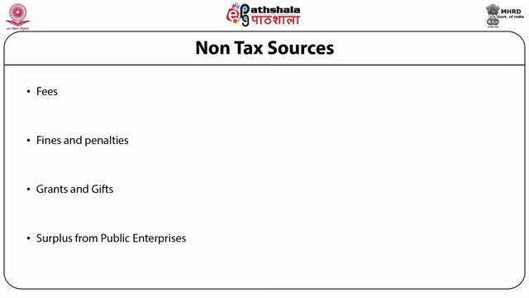Similarly, grants and gifts. Government also collects grants and gifts from various sources. They can be internal, they can be external. For example, foreign aid, the food aid, etc. Then the surpluses of public enterprises. Some of the public enterprises perform well, so they earn revenue and they also earn profit. So the profit which the government gets from these profit making public enterprises also forms part of the public revenue or government revenue, and it forms part of non-tax source.